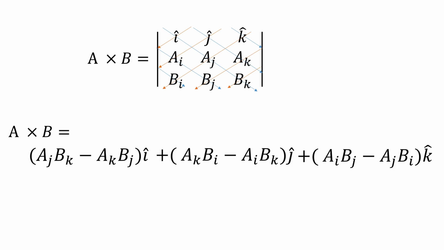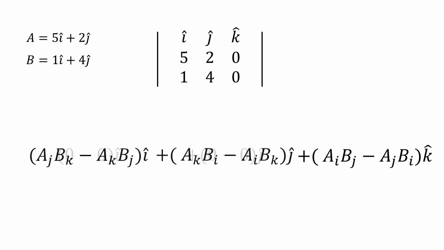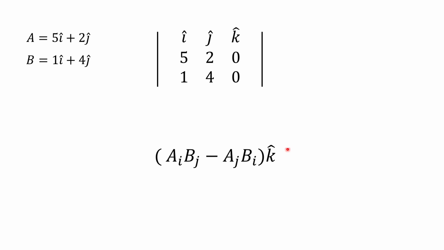Let's throw in our numbers to see it work. In this case, because our vectors have no k-hat components, we plug in 0 for A sub k and B sub k. Therefore, everything with an A sub k or B sub k will collapse to 0, leaving us with a component exclusively in the k-hat direction.